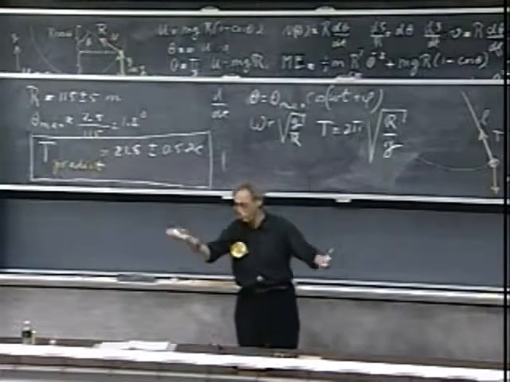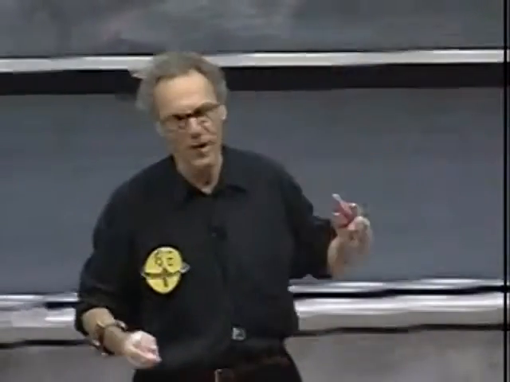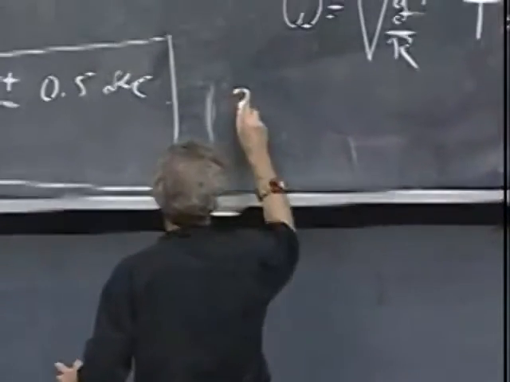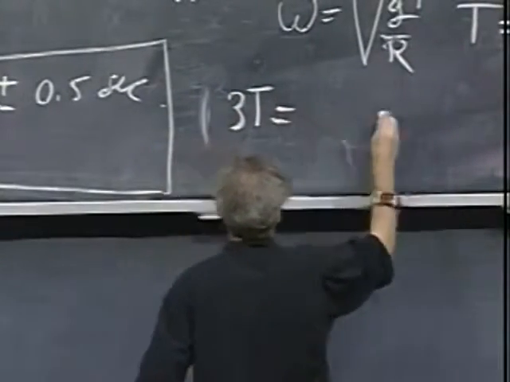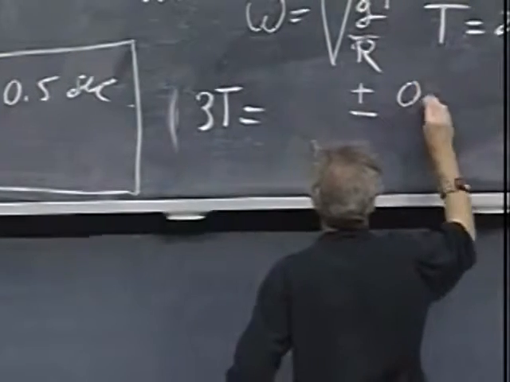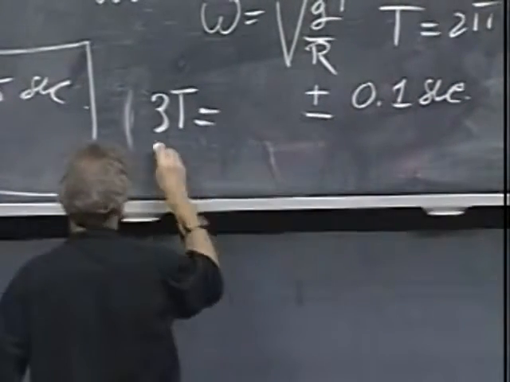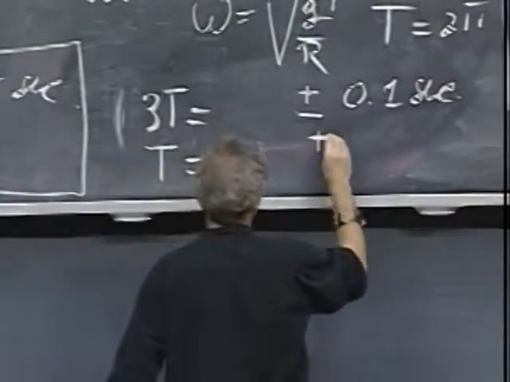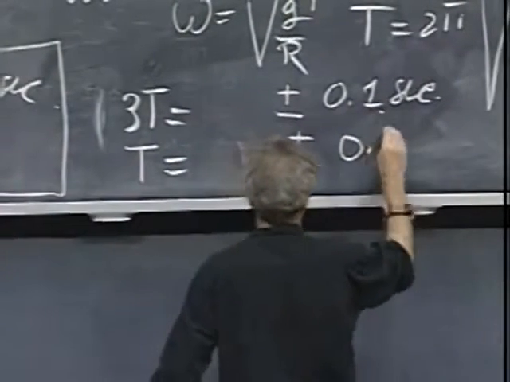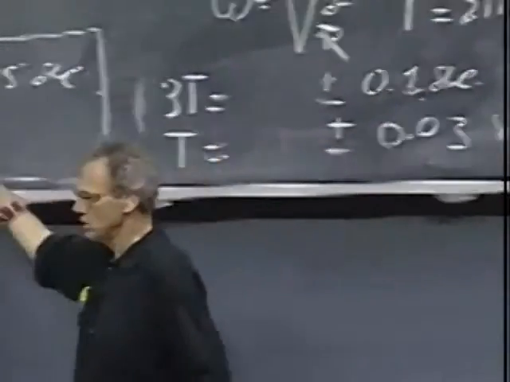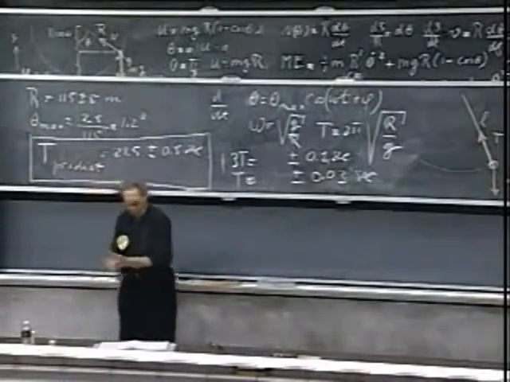It's so much fun to see that object go back and forth in 21 seconds that, for your pleasure and for my own pleasure, I will go 3 oscillations. Not that it is necessary, but I will do it. 3T is going to be something plus or minus my reaction time, which is 0.1 second. And then we can divide that by 3, and the error will go down by a factor of 3, and we will see whether this number agrees with this one.